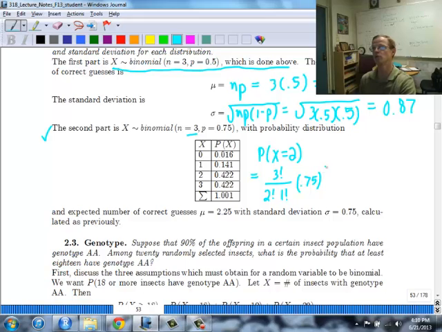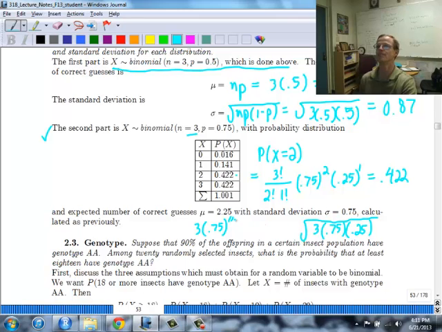Okay, x is 2, so that's 0.75 squared. I only have 1 fail, so that's 0.25. And go ahead and run the calculation to confirm 0.422. Okay, now the mean is 2.25. That is 3 times 0.75. Standard deviation is the square root of 3 times 0.75 times 0.25.